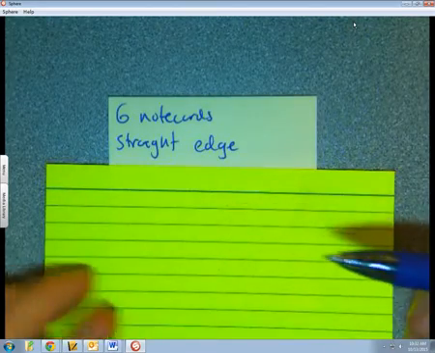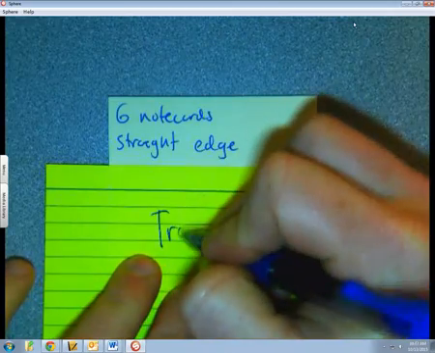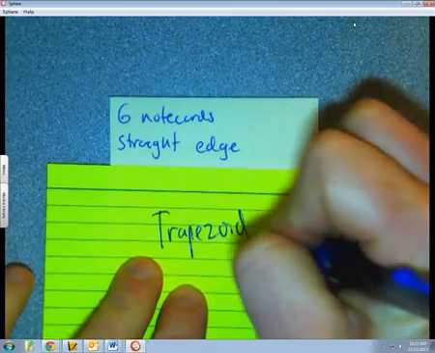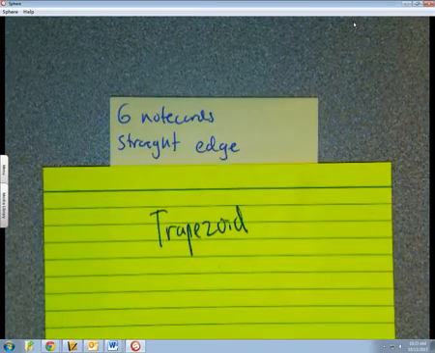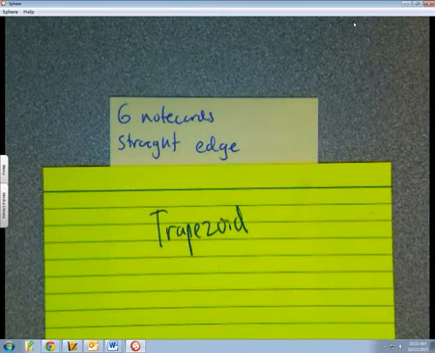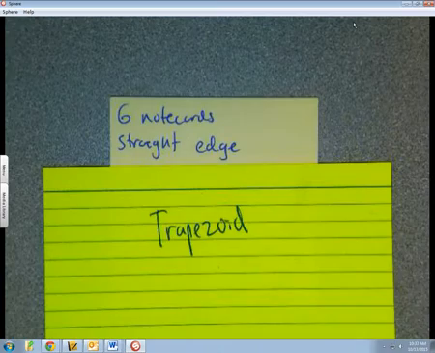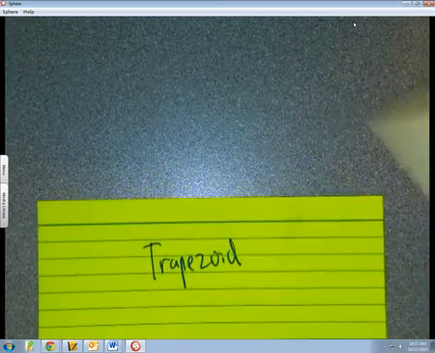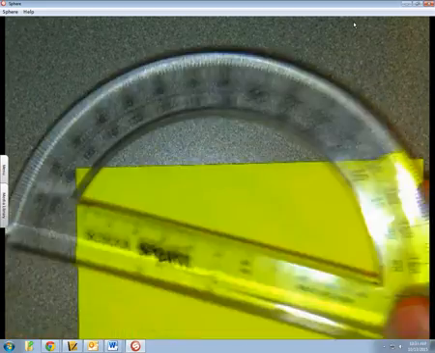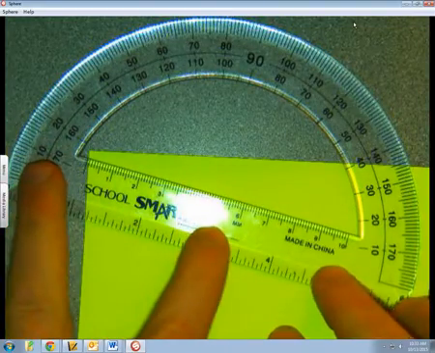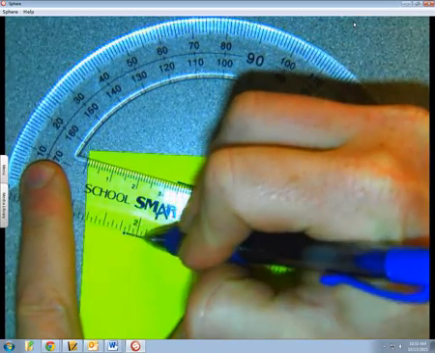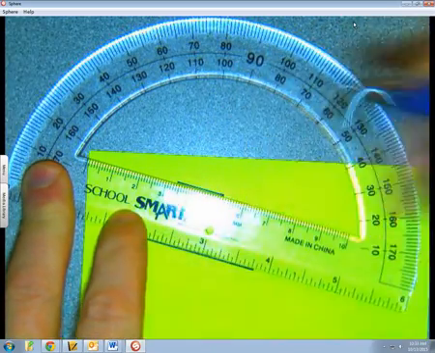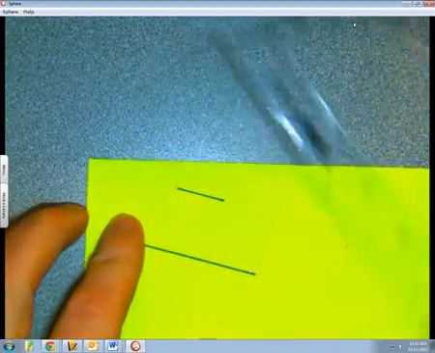The first note card is trapezoid. So please start there and get that guy in, and we will draw some trapezoids. Now the way that I draw, not construct, but the way that I draw trapezoids is I like to use a protractor, and I'm going to use this ruler piece here because those lines are parallel.